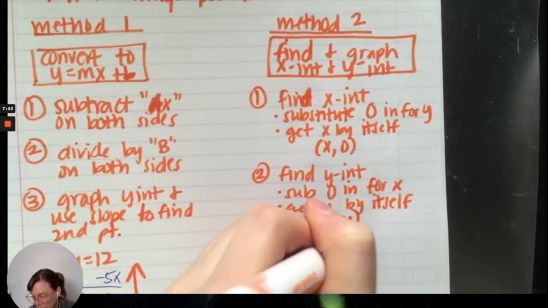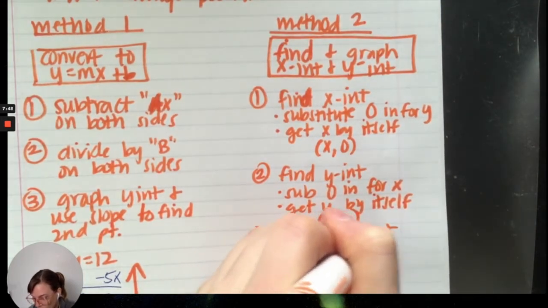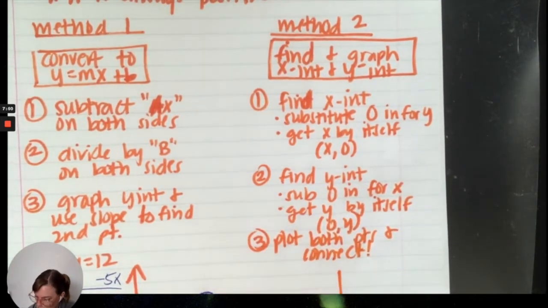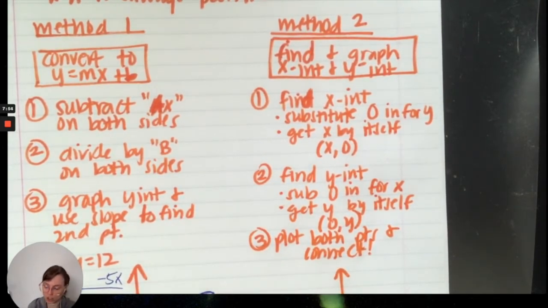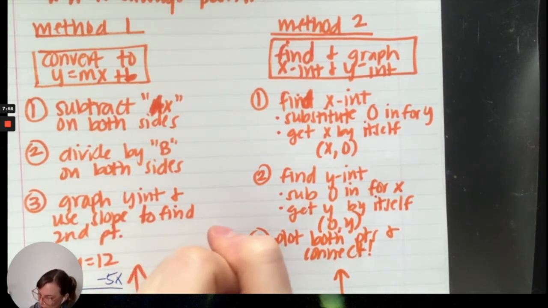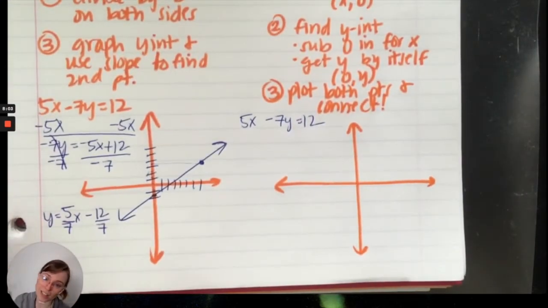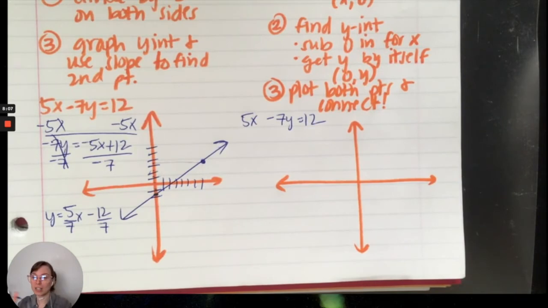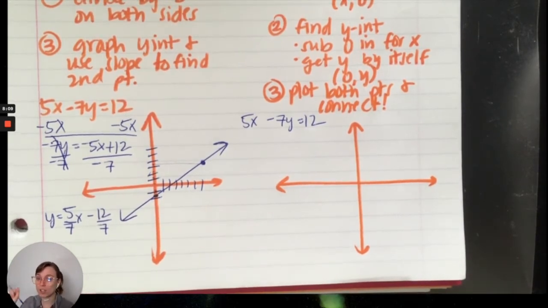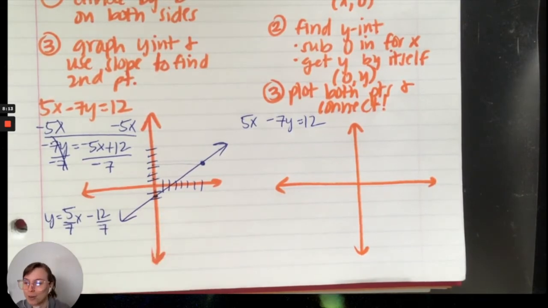And then you plot 2 points. Plot both points and connect. Okay, and for some reason my marker actually started working better. So we are going to have 5x minus 7y equals 12. So it's the same exact graph as before. We should get it to match here, but they'll be a little off because we're plotting different points. And we'll actually see how accurate our scale is over here, if you drew it really well or not.